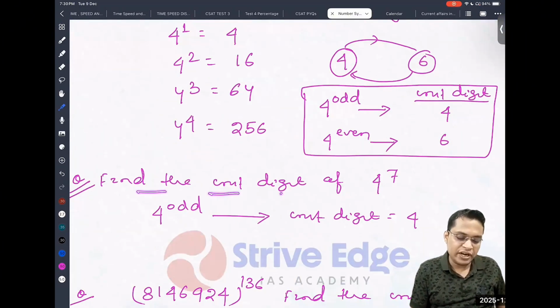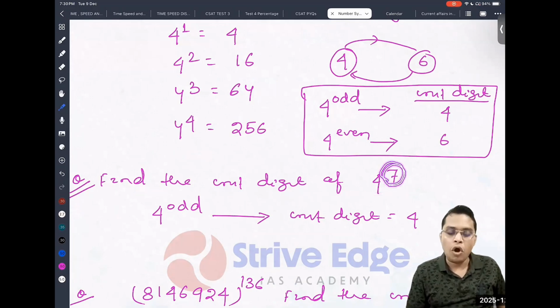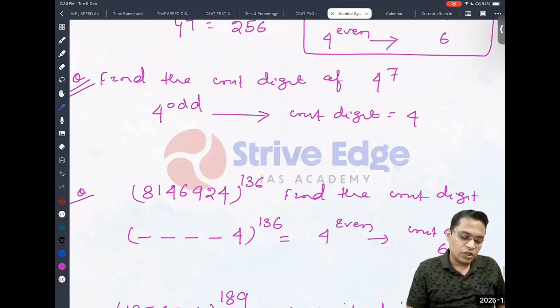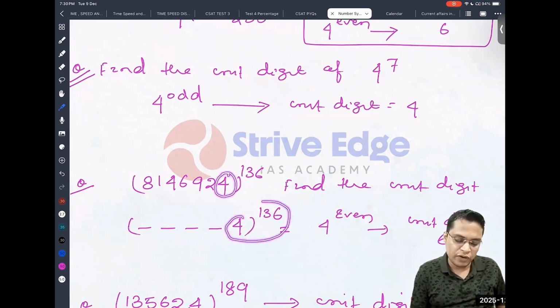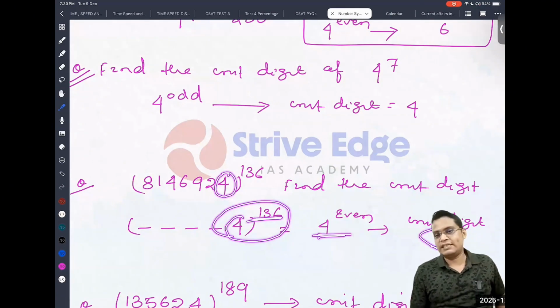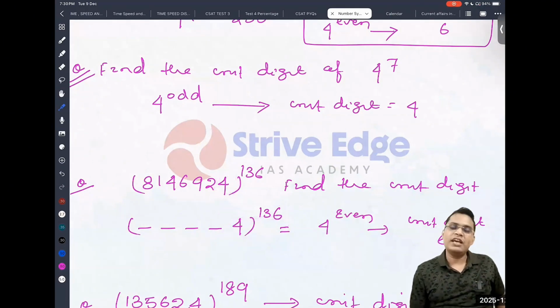So find the unit digit of 4 to the power 7. So here 4 power is odd, and we know that whenever 4 power is odd, unit digit will always be 4. Okay. So here again it is asking, so big number, we are not concerned about this number, we are only concerned about last digit. So this is 4 to the power 136. This number is even, so 4 to the power even will get 6. Hope it is quite easy and you are able to understand.